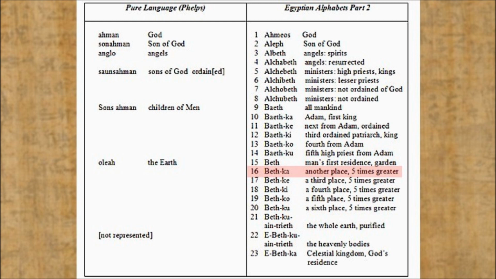In the alphabets, Beth Ka is one of several characters pertaining to the different places of happiness, beginning with Eden and ending with the celestial kingdom, which continues the theme of the pure language, that is, different grades of gods, angels, ministers, and places of happiness.